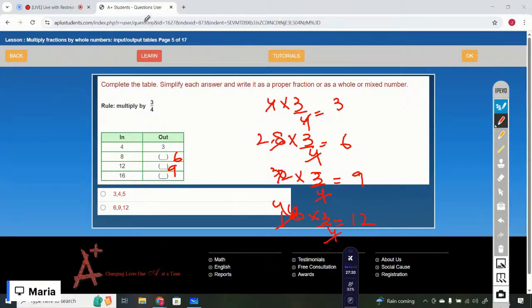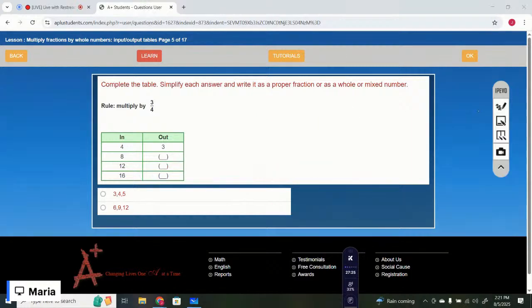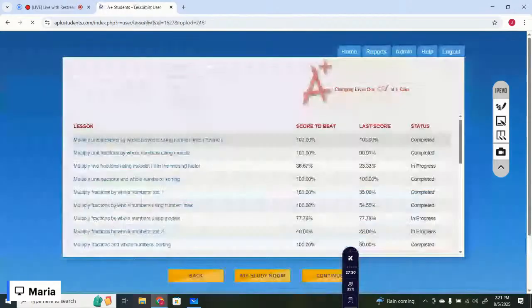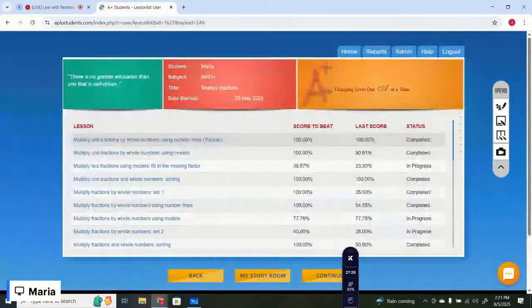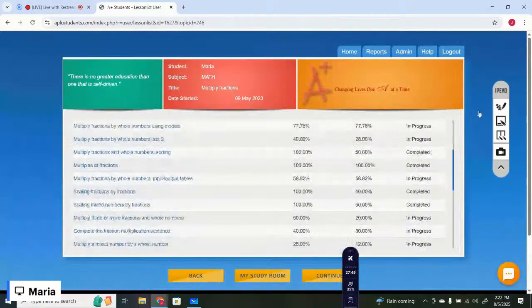Okay, you can complete the lesson by yourself later today. Let me just move on to the next lesson. The next lesson is scaling fractions by fraction.